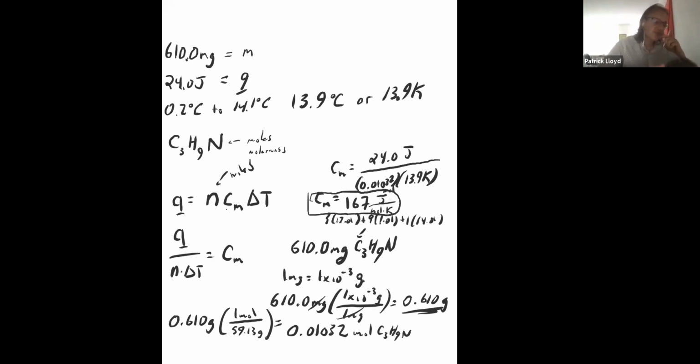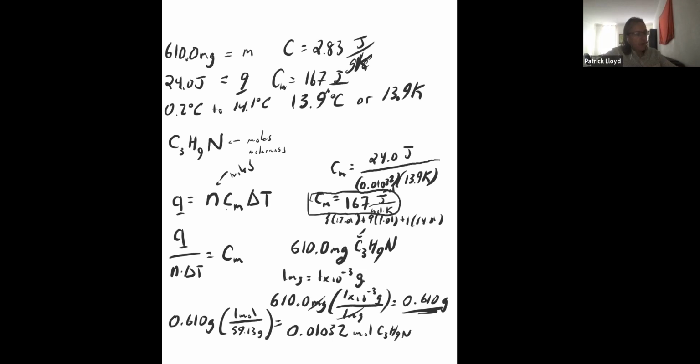Okay, so notice the molar heat capacity is going to be larger than the specific heat capacity. If we were going to do the specific heat capacity, it would be 24.0 divided by 0.610 divided by 13.9, and you'd get 2.83. So your specific heat capacity is 2.83 joules per gram degree, or gram Kelvin, I guess. And then your molar heat capacity is 167 joules per mole Kelvin, right? So you get a bigger number than you get with that one.